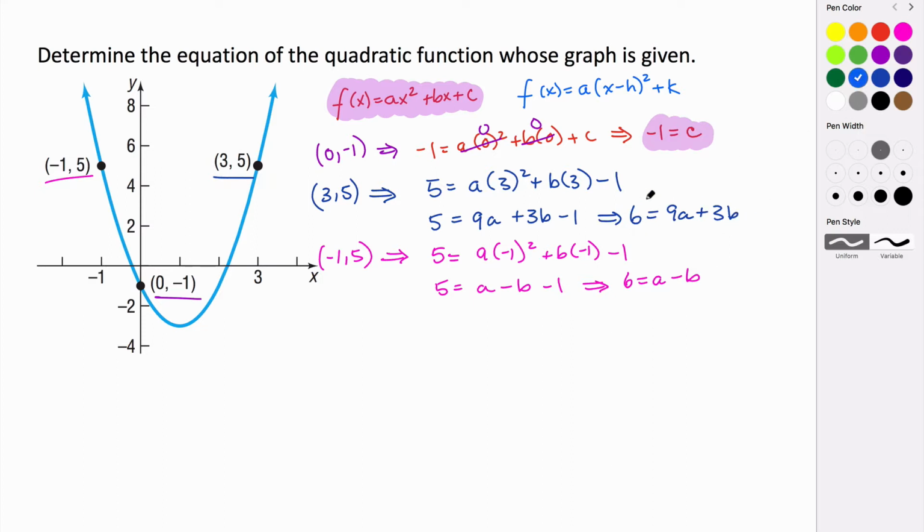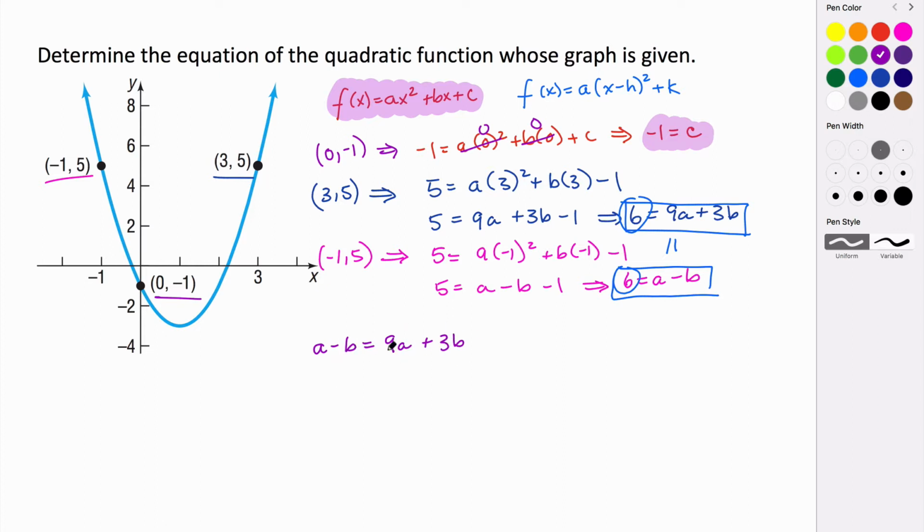So now we have 2 equations, and it's pretty nice because these 2 equations are both in terms of the same variables, a and b, and they're both equal to 6, which means we can just set those 2 equations equal to each other. We can use substitution to solve these.